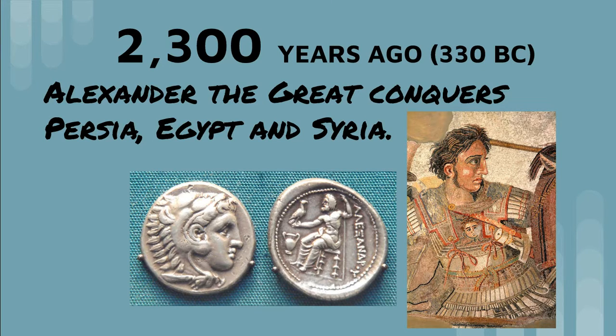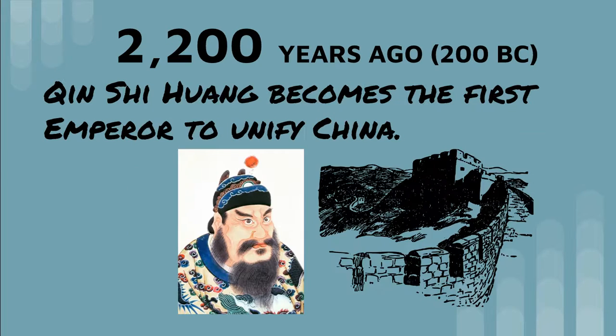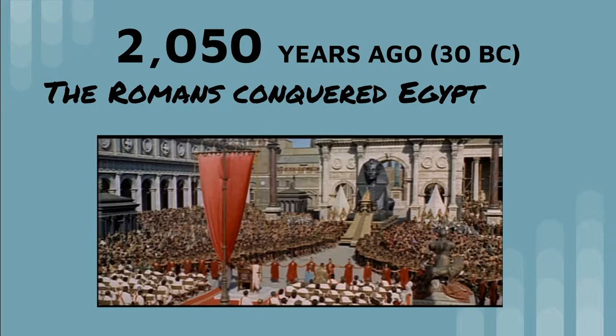2,300 years ago, so in 330 BC, Alexander the Great conquers Persia, Egypt, and Syria. 2,200 years ago, so 200 BC, Genghis Khan becomes the first emperor to unify China. 2,050 years ago, so in 30 BC, the Romans conquered Egypt.